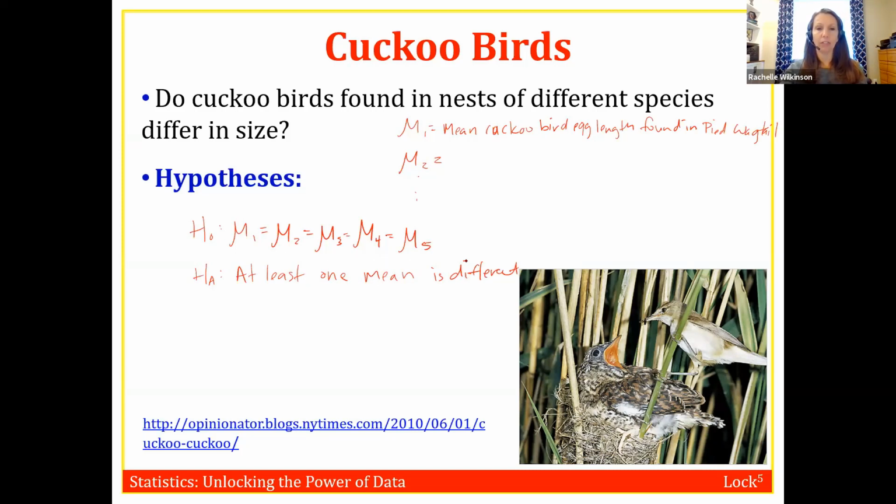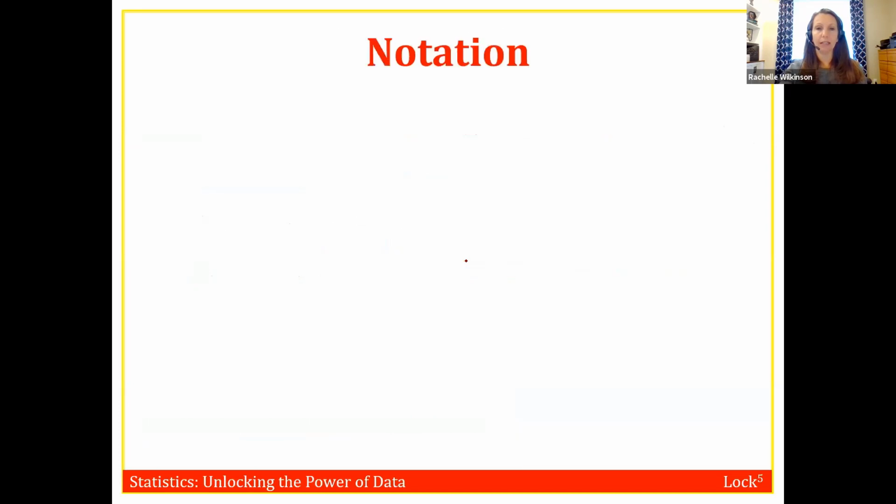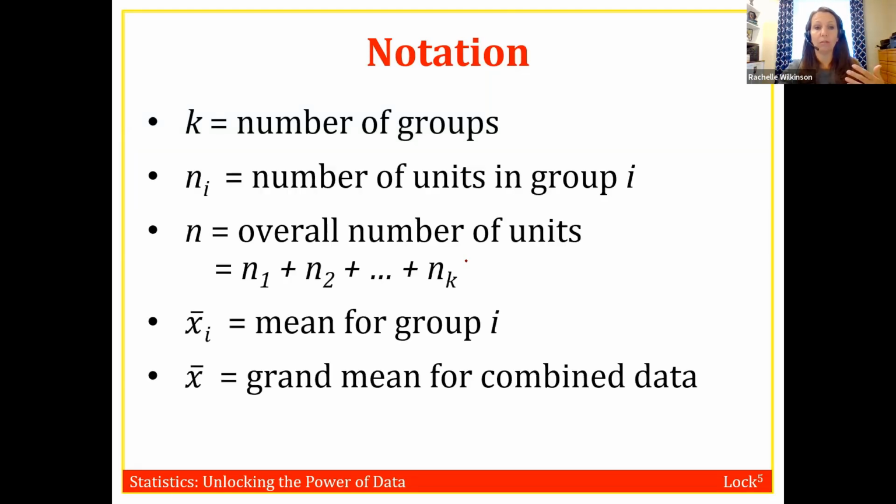All right, so now we have our hypotheses. We're ready to start looking at the data here. And to help us, we're going to just break down the notation here. So we are now dealing with 5 different samples. That means we have 5 parameters. We have 5 sample sizes. We have 5 sample means. We have 5 sample standard deviations. So there's a lot to keep track of. So here's the notation that we're going to use.